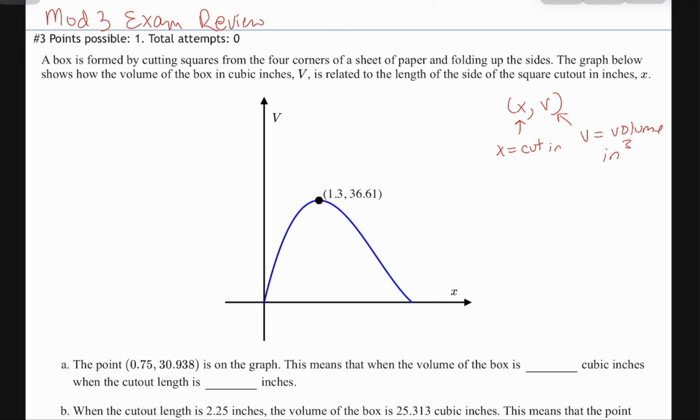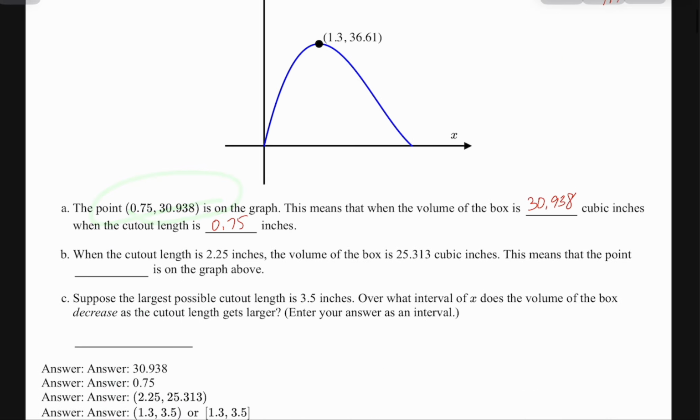in cubic inches, okay? So the point 0.75, 30.938 that's shown, oh no, it's a new point, so watch what your point is. This means that when the volume of the box is the Y value, 30.938 cubic inches, then the cutout length is 0.75. So whatever yours happen to be when they mention the point, okay?